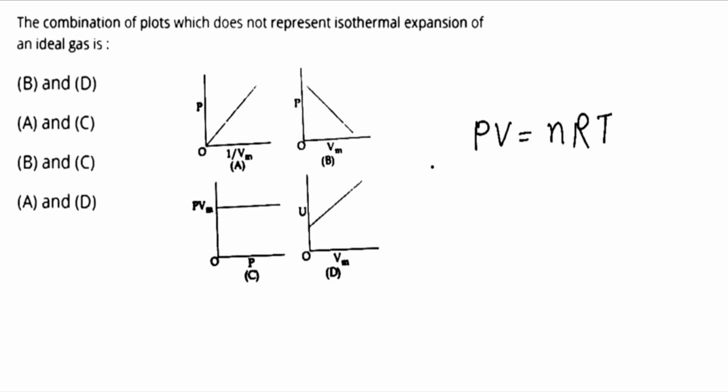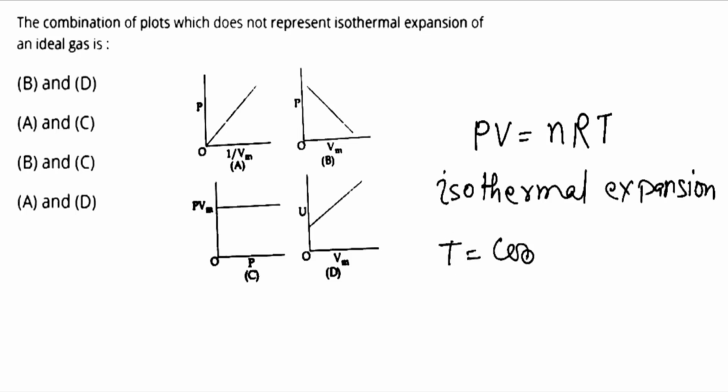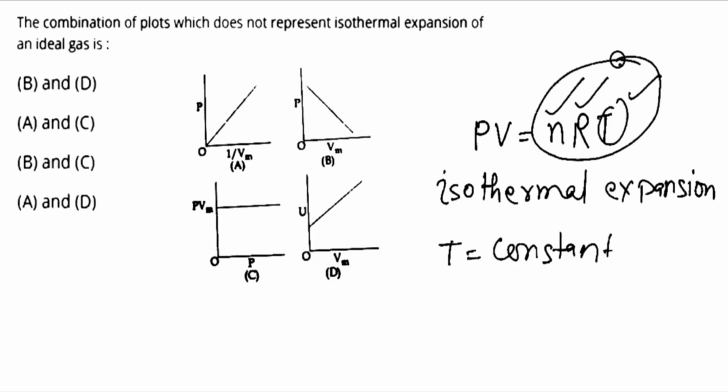And here we are talking about isothermal expansion. That means the temperature is constant. So in the equation, n is constant, R is constant, and T is also constant. So the whole term is now constant. So we can write PV equals K, where K is constant. I have written K for the whole term.